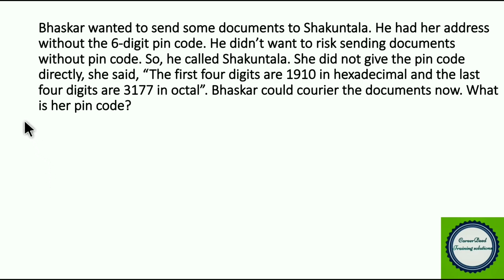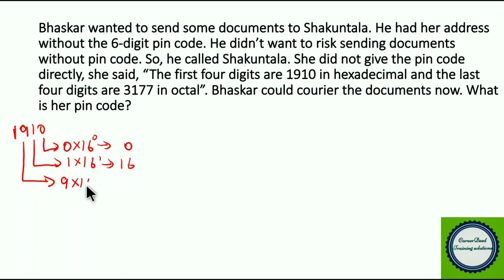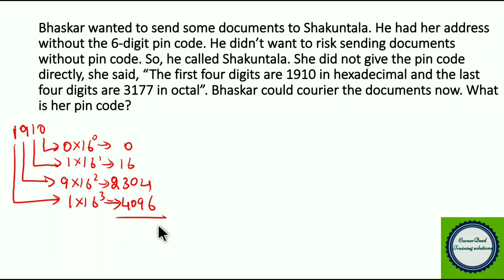So first you have 1910 and you have to convert it from hexa. When you convert from hexa, it is 0 into 16 power 0, you get 0, and 1 into 16 power 1, you get 16, and 9 into 16 power 2, you get 2304, and next 1 into 16 cube, you get 4096. While adding everything, you get 6416. So 6416 is the decimal equivalent of the hexadecimal number.